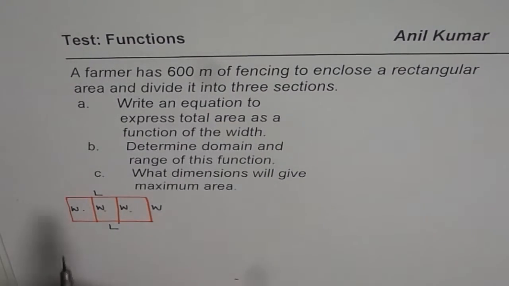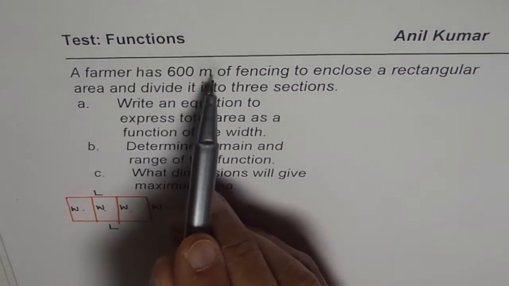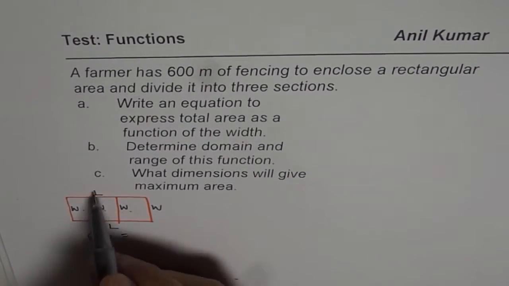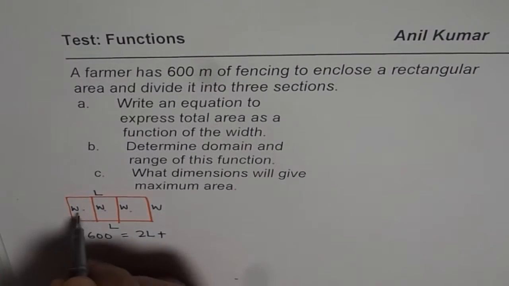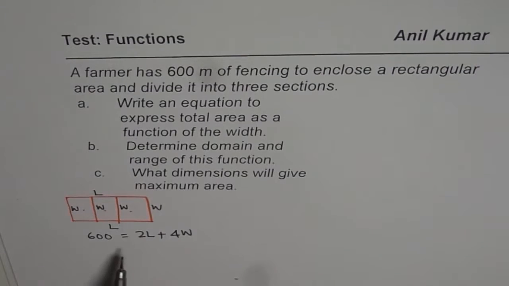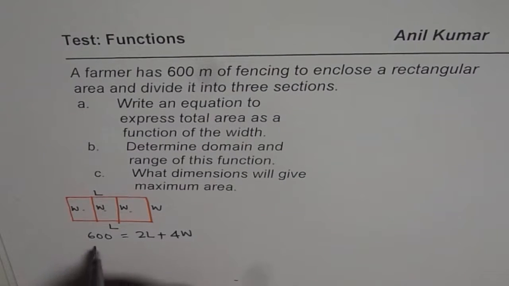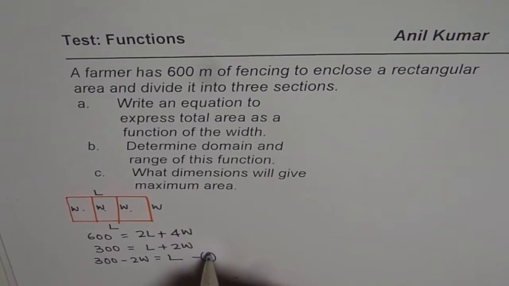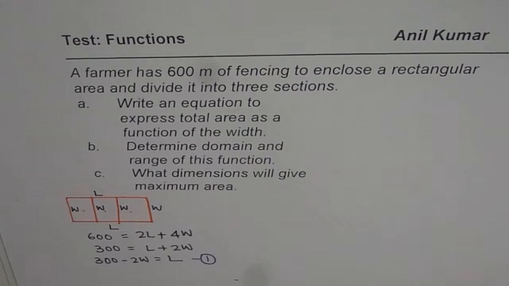Of the fencing, right? So fencing has a length of 600 meters. That means 600 meters is equal to 2 times length, plus 4 times W. Now this relation helps us to write length in terms of width. We can divide by 2, so we get 300 equals length plus 2W, or rearranging we get 300 minus 2W equals length. So we'll call this the first relation, writing length in terms of width.